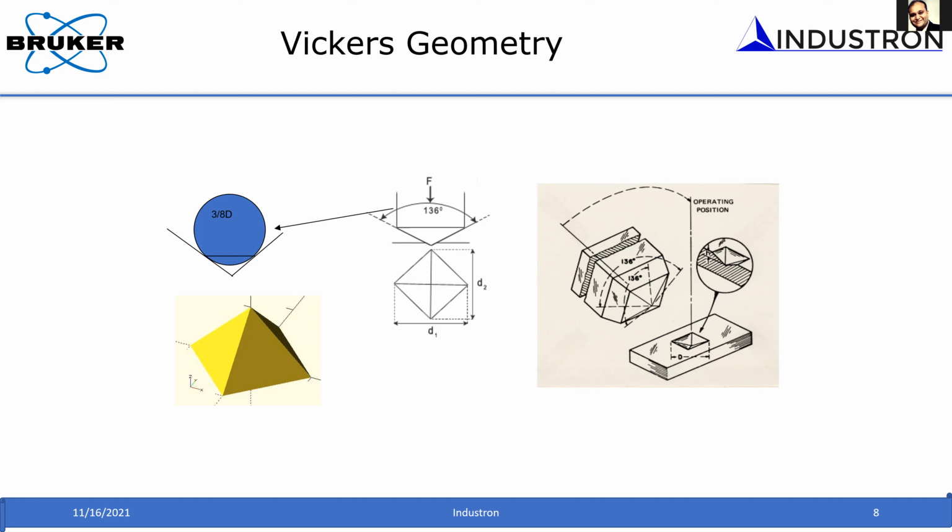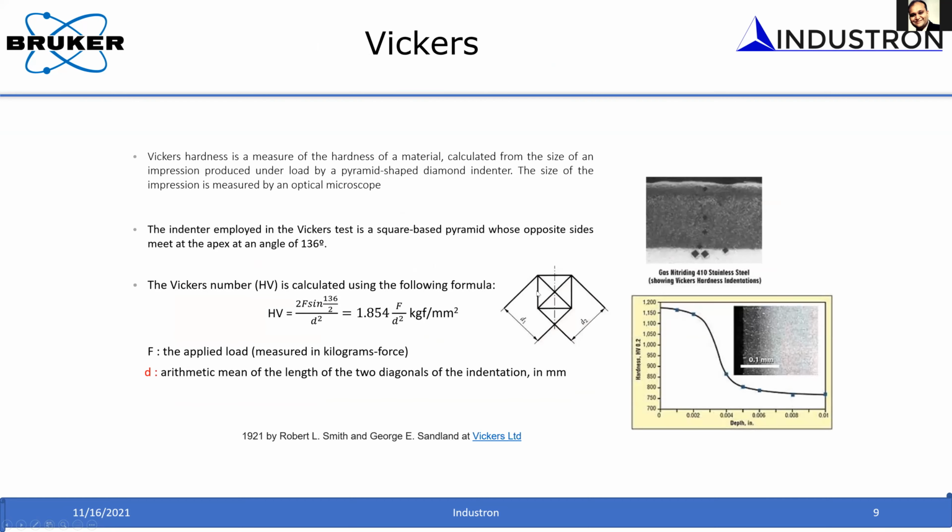So that is the reason 136. So it's a four-sided pyramid. It is made of diamond. So in the Vickers hardness test, what you do is similar to a Brinell hardness tester. You apply a load, and measure the impression, basically two diagonals of this impression, through an optical microscope. And using this simple equation, you can calculate the hardness number.